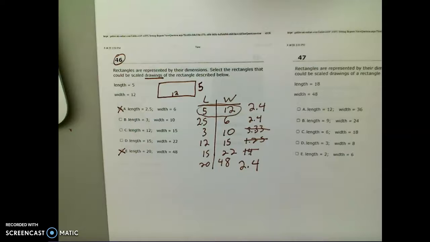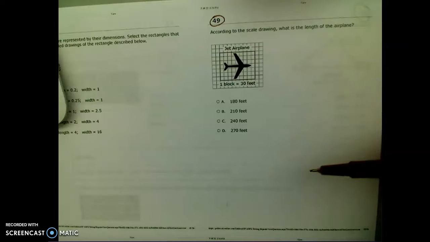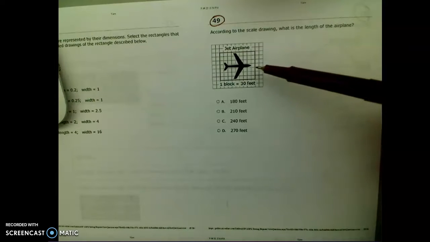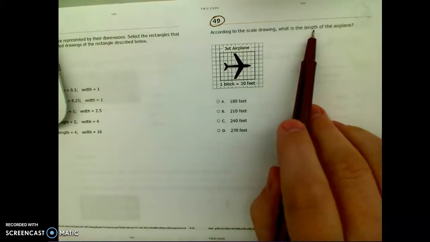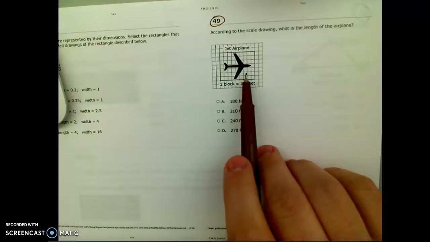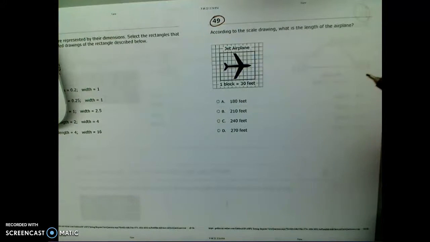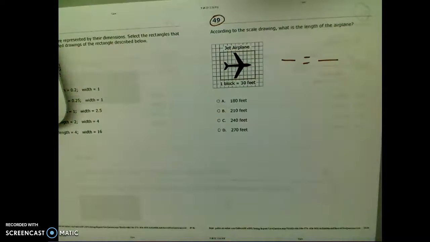You try number 47 and then check back and we'll move on. Okay, hopefully those went good for you. We're going to skip ahead to number 49 and do an example with a scaled drawing. And what we need to do is find the actual length of the airplane. So to do this, I'm going to remember that scaled drawings are proportional. So I'm going to set up two equal ratios, two equal fractions.